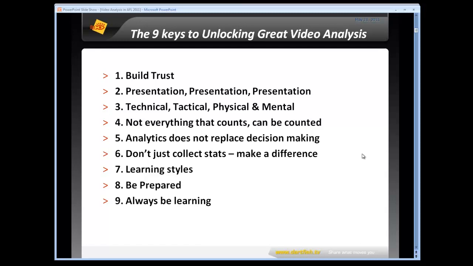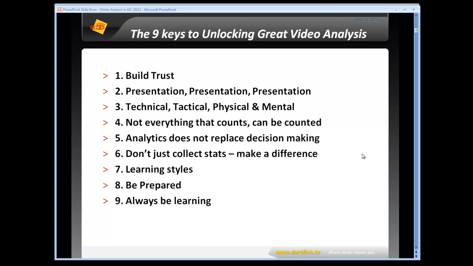Number four there, not everything that counts can be counted. And this is key. There's a temptation to think that you can measure everything. Now, while I'd like to believe that as an analyst myself, the reality is it's not true. There are some sports that lend themselves to lots of prediction and lots of precise analysis, and some that don't. AFL, for me, has a really nice balance of objective and subjective. So measure what you can, but be aware that some things just can't be counted.